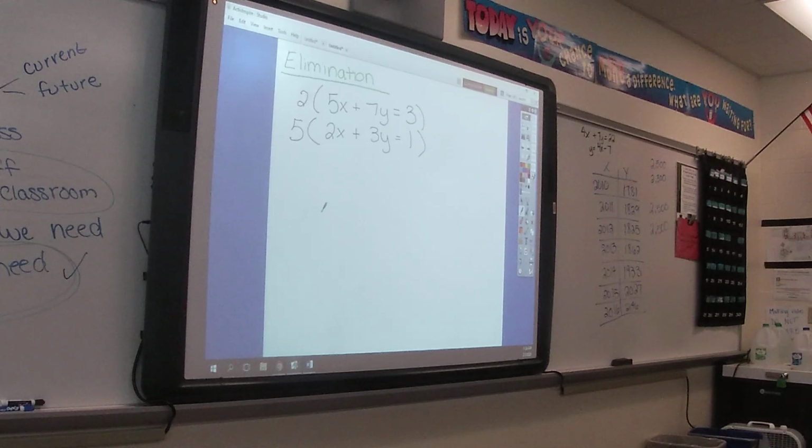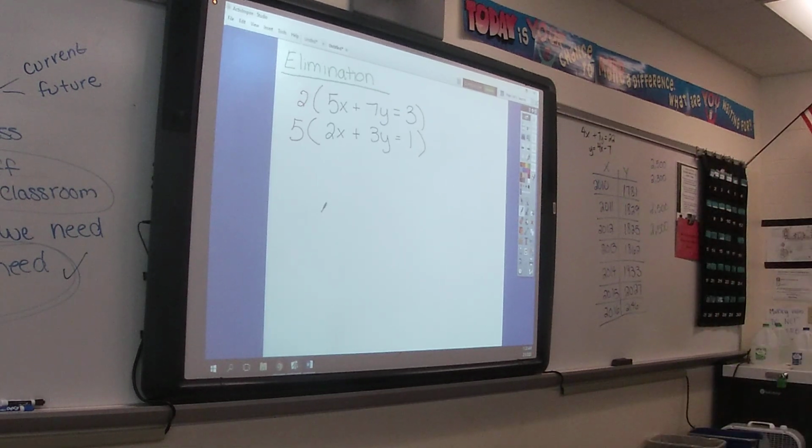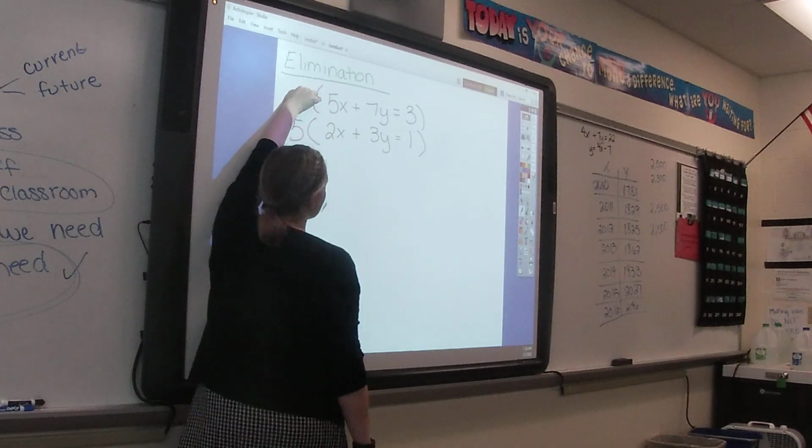Now, before we start multiplying, there were 2 objectives. We wanted them to have the same coefficient, but we wanted them to have the opposite sign. Why was it important that they had the opposite sign? So they zero out, right? We wanted them to add up to 0. So if we check, is this x positive or negative?